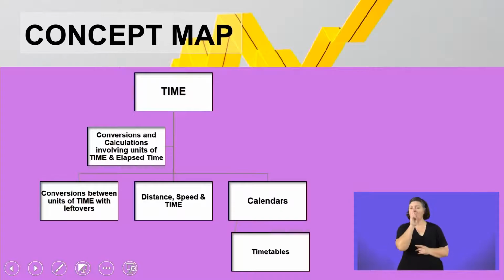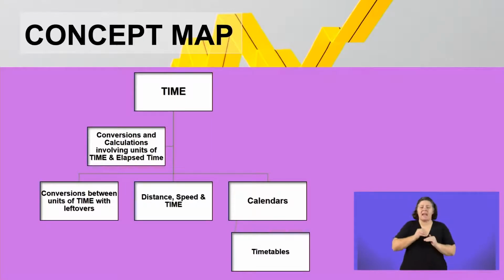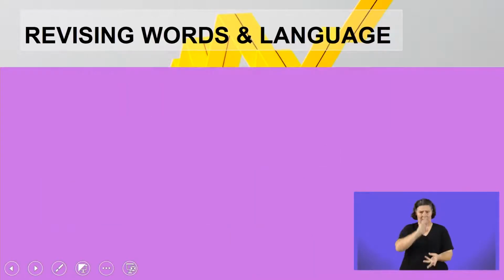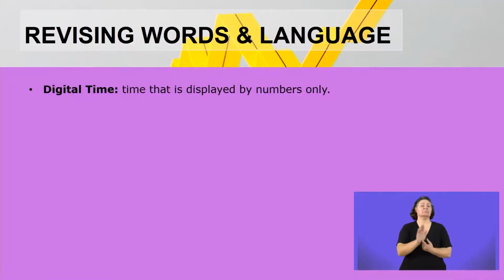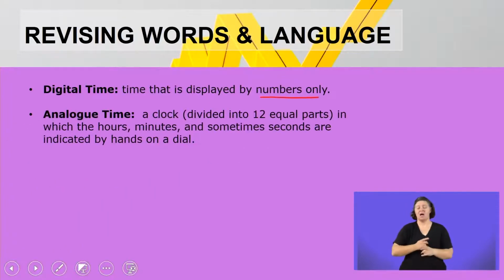So what we're going to look at in this lesson is conversions and calculations involving time and time elapsed, as well as conversions between units and time with leftovers. Thereafter, we'll move on to distance, speed, and time, and then calendars, and we'll also have a look at timetables. Now, in order for us to do all of this, you need to know certain terminology, meaning certain words and language. So first of all, digital time, that is time displayed by numbers only. All right, so remember, digital time, time in numbers only.